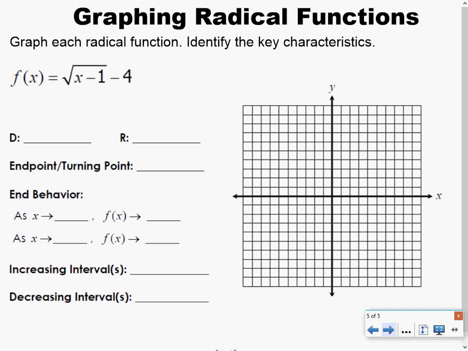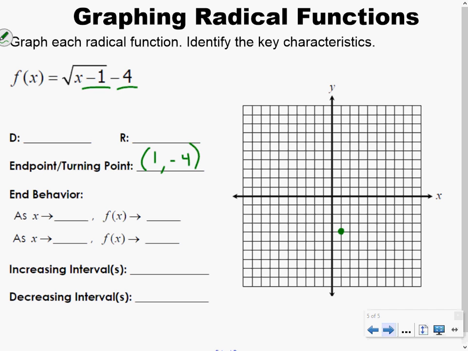All right, so the last thing I want to do here is actually look at graphing one of these. So let's start with finding our endpoint. That's always a good place to start. Here I can see it went right 1 and down 4. So my endpoint is going to be at 1, -4.